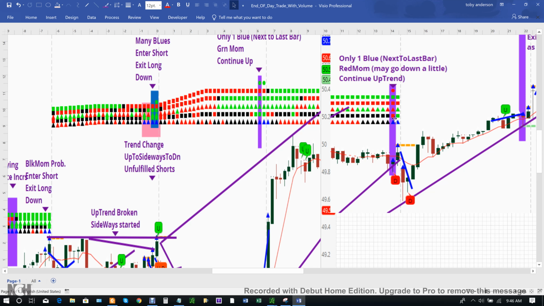So what this red means is it's kind of short-term. In the first 1 or 2 bars of the next day, it might go down, but then it's going to start going back up again. So let's look at this one in more detail with one blue candle, next last bar, and red momentum.